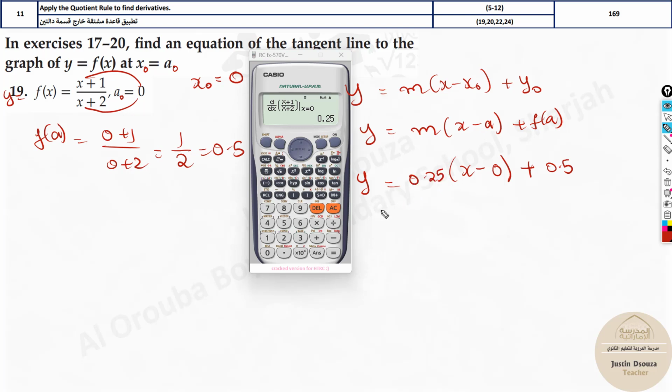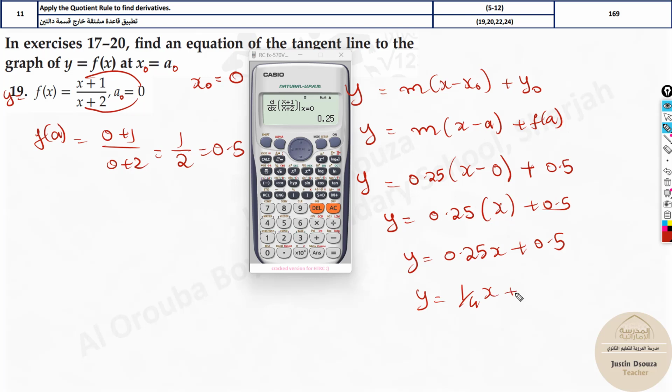I'm not sure how exactly it is in the final answer. It generally will be 1/4 and a half, I guess. But anyways, I'll simplify this. Y equals x minus 0 is x. So I'll just write each step. Over here it will be x plus 0.5. That is y equals 0.25x plus half. Or if it's not like this, then it will be y equals 1/4 x plus half.